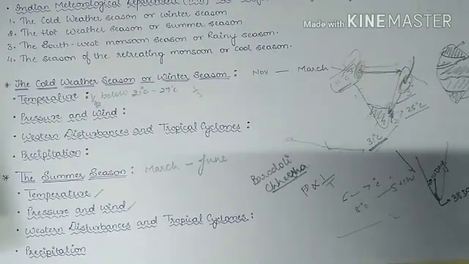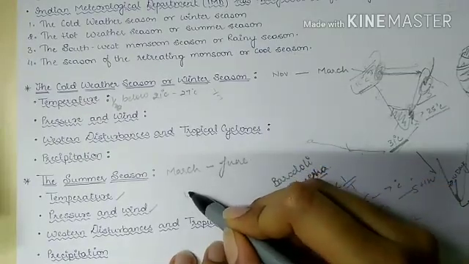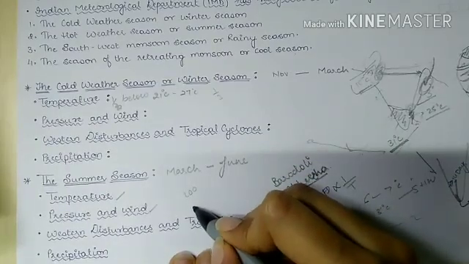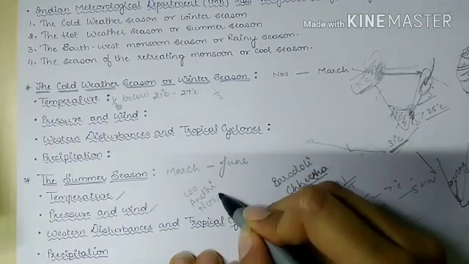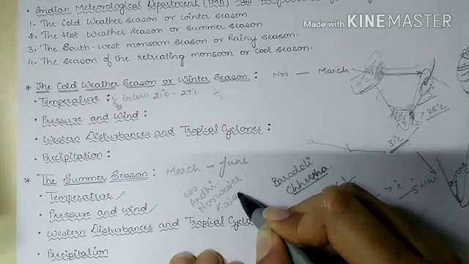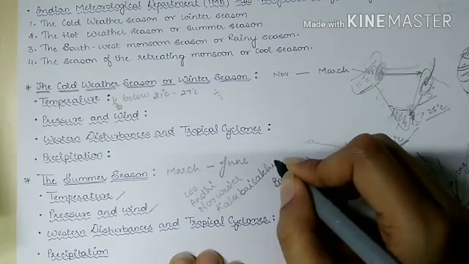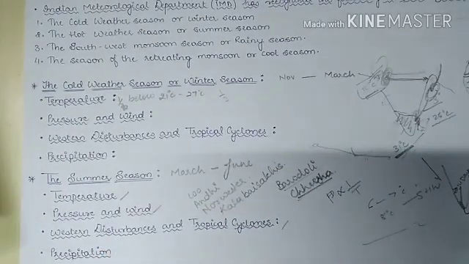Now we will talk about western disturbances and tropical cyclones. So we studied the local winds: Loo, then Andhi, then Nor'wester, then Kal Vaisakhi, then Bardoli Chheerha. Now the western disturbances and tropical cyclones.